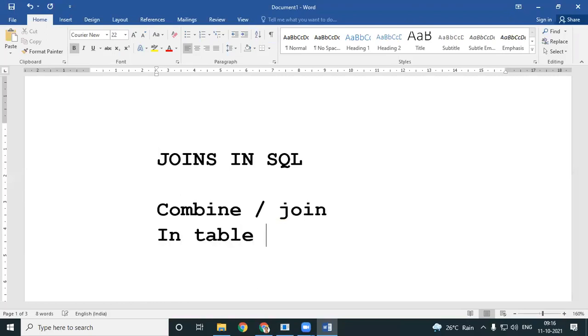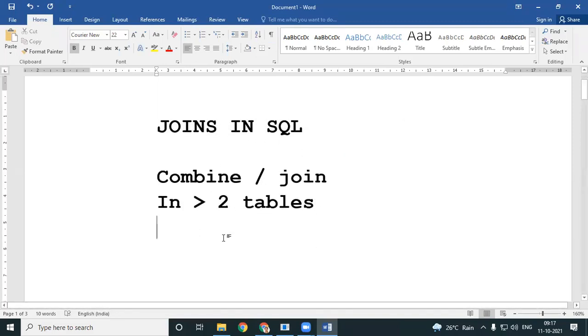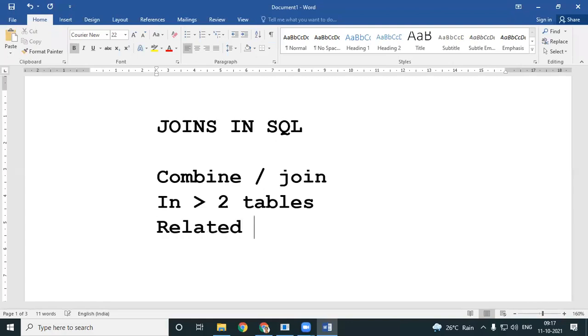In how many tables? Yeah, in any number of tables. Let's say you have more than 2 tables, 2 or more. You can combine the tables. You can combine the various fields of the tables using join. Now, you cannot simply combine any table. You can combine tables only if they are related, or I can say there exists a relationship between the tables.